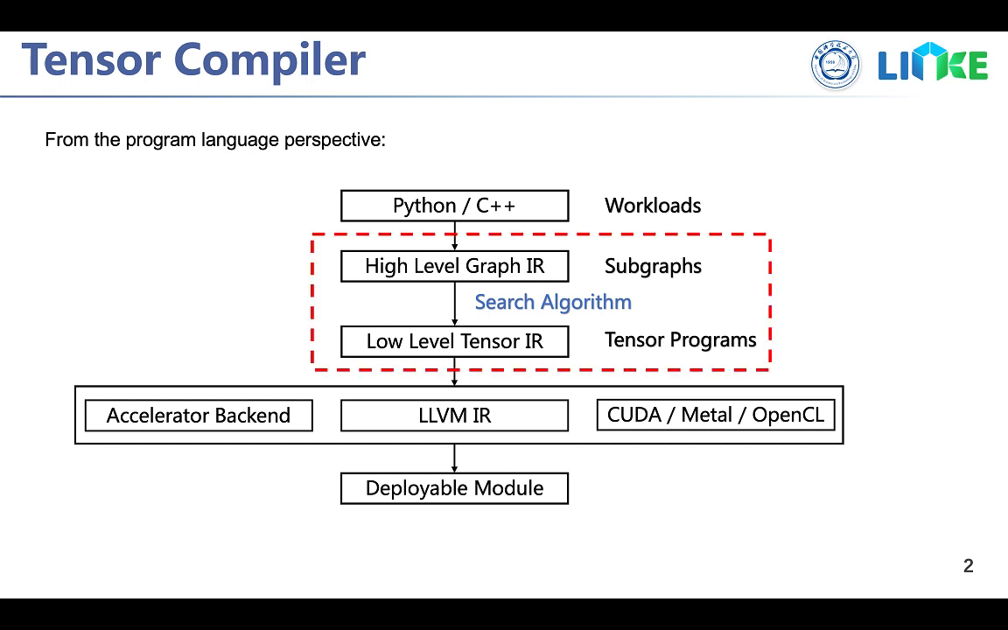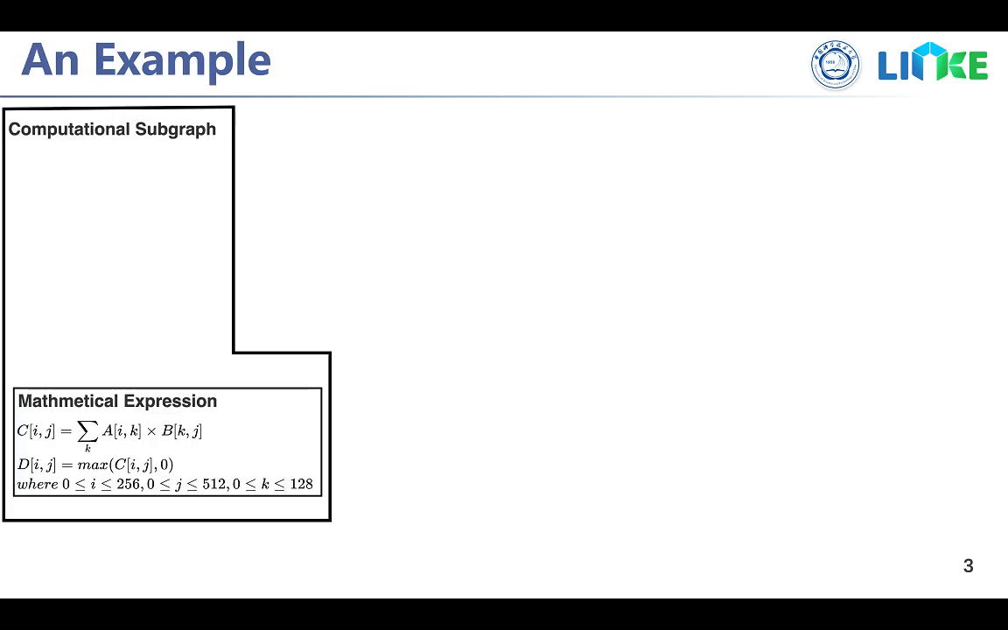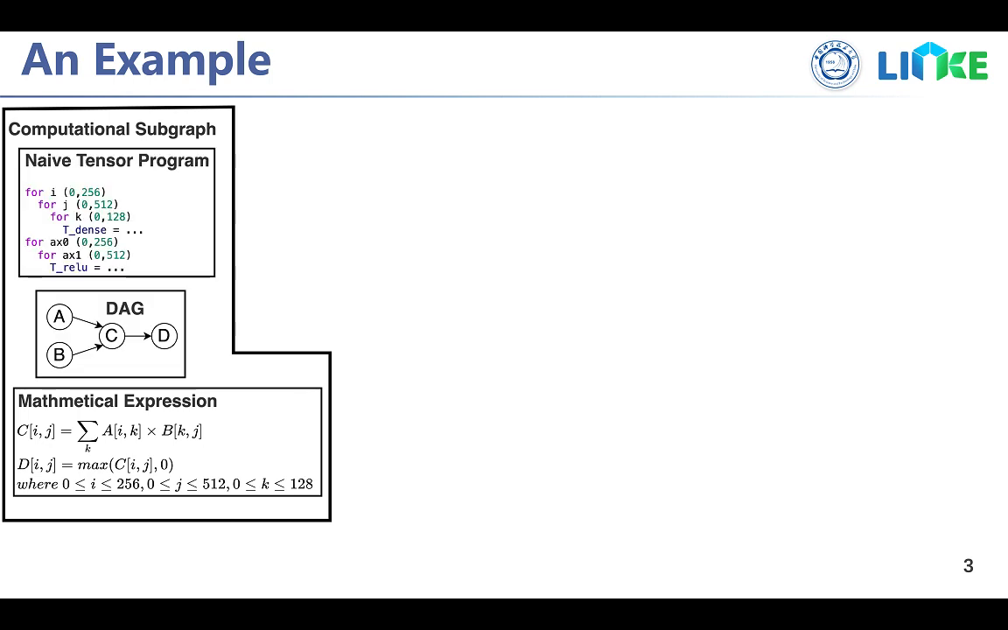TLP is used to guide the generation of high-performance tensor programs from computational subgraphs. We take a fused dense plus ReLU activation as an example. On the left, the mathematical expression directs a cyclic graph. A naive tensor program and the others are different representations of the computational subgraph and are computationally equivalent.